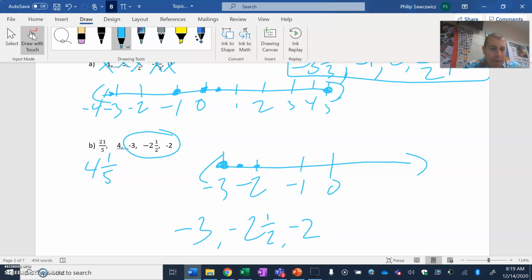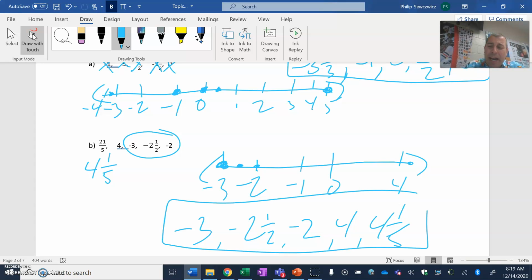And then I went here, oh, 4. All right, so if I get myself out to 4, again, you don't have to mess with the scale, it's just there to help yourself out. And then 4 1/5 goes a little bit past it. So there's 4 and then 4 1/5. Again, if you need to use the number line, go ahead and do that.